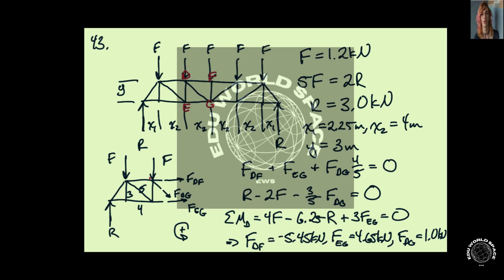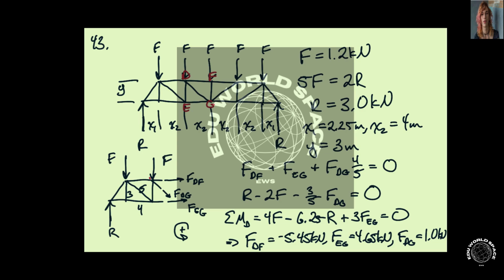So then, let's see here, that would be a plus. This is this way, yep. And so now we have 3 equations and 3 unknowns, and we can just start substituting. The easiest one to do is get this one, and that's 4.65 kilonewtons. FDF is minus 5.45 kilonewtons, and FDG is 1 kilonewton.